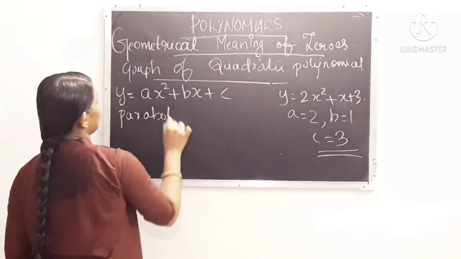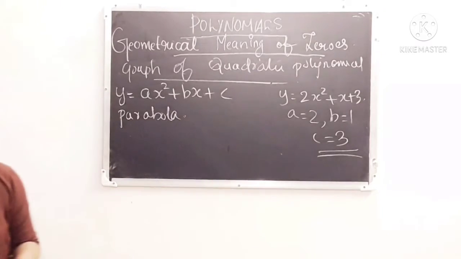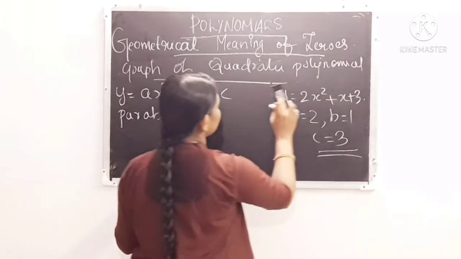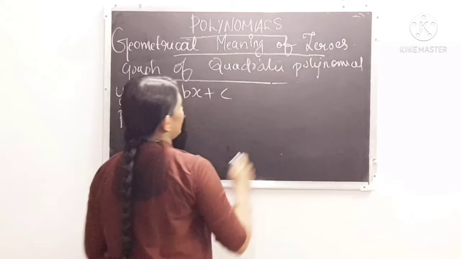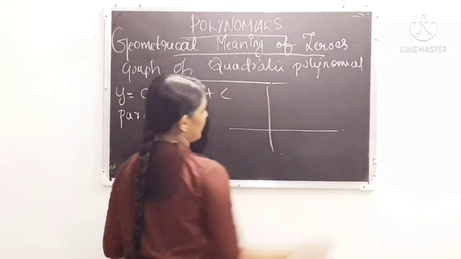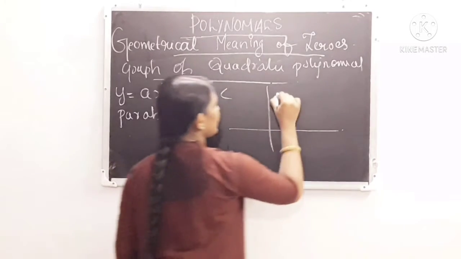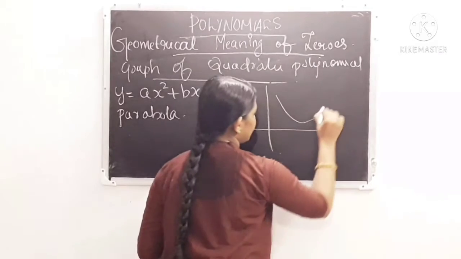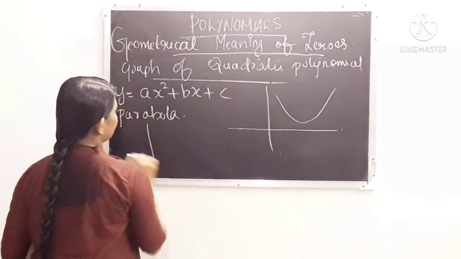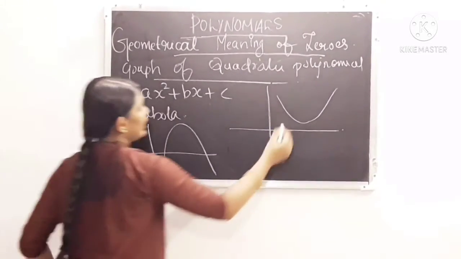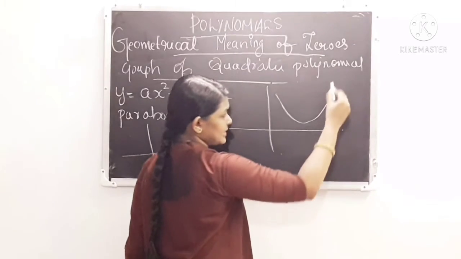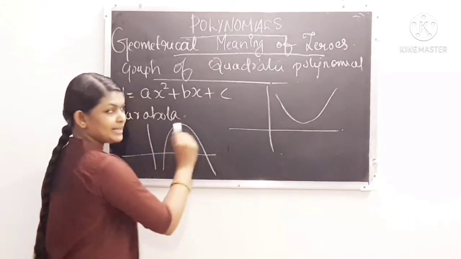And if we plot the graph of this quadratic polynomial, we will get a parabola. The graph of this quadratic polynomial can be an upward parabola or a downward parabola. The graph of this polynomial may be like this or it may be like this. Here this parabola opens upwards, and here it opens downwards.